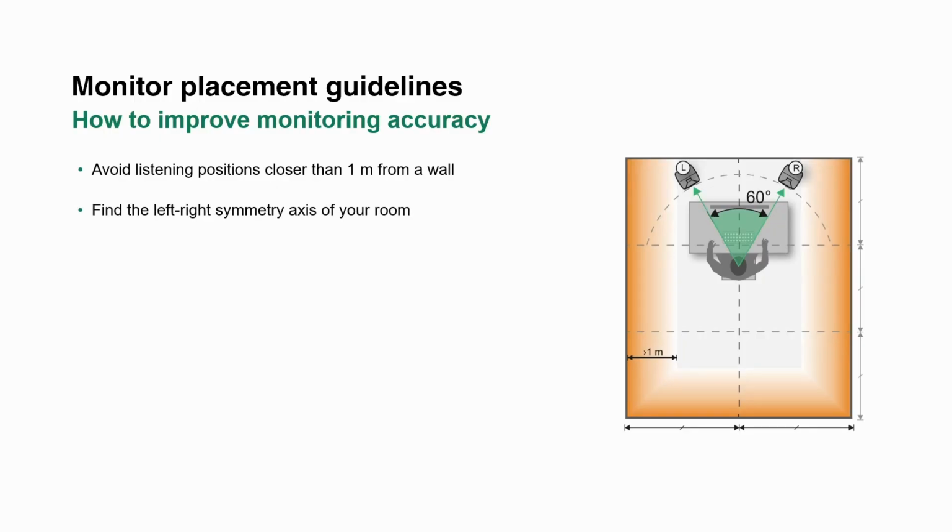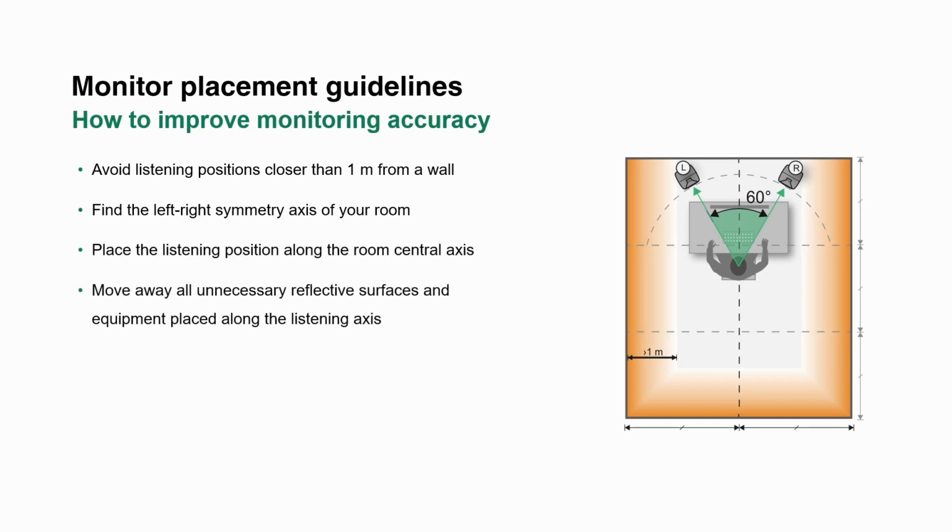We try and position our mix position along the central axis of the room, and also try and move away from any reflective surfaces. So any unnecessary screens, flat surfaces. If you can break that up with some absorption or even some additional equipment on there, just to break up those early reflections into the mix position, that can make a significant difference.